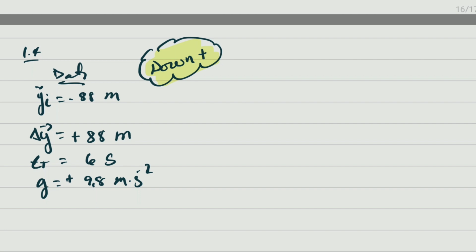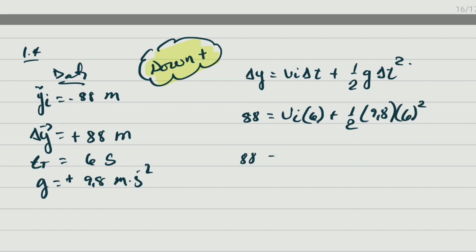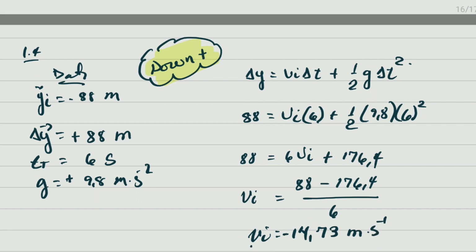And we are looking for the initial velocity. So if we do this, what formula can we use that we have everything? Displacement is equal to the initial velocity multiplied by the time plus half the acceleration multiplied by the time to the power 2. And here we have everything. So let's quickly substitute. Okay, and this one is the answer.